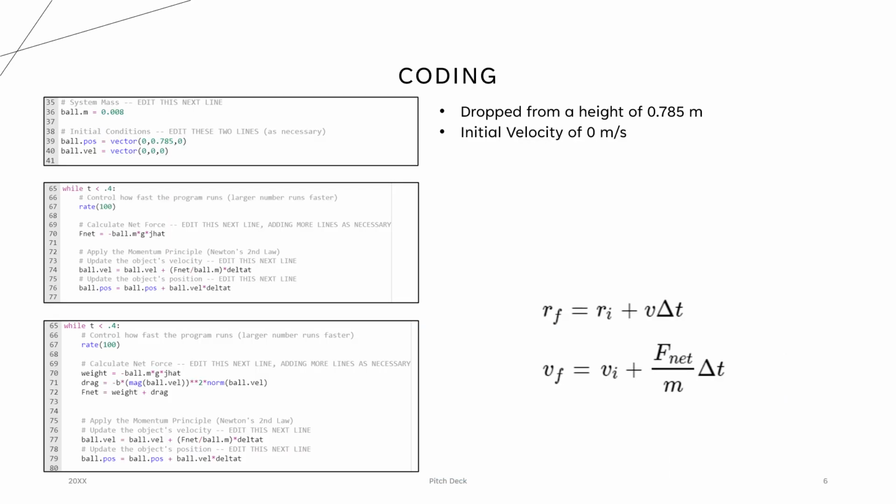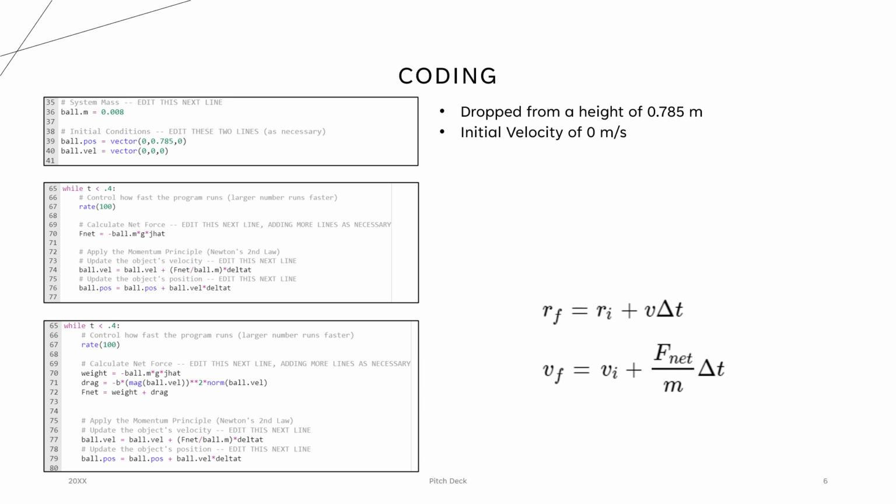Using Tracker, and since there was a ruler giving me an idea of how far the ball fell, I determined that the ball was dropped from a height of 0.785 meters. Because it was starting at rest, the initial velocity was 0 meters per second. So in lines 39 and 40 of my code, those two facts are reflected.